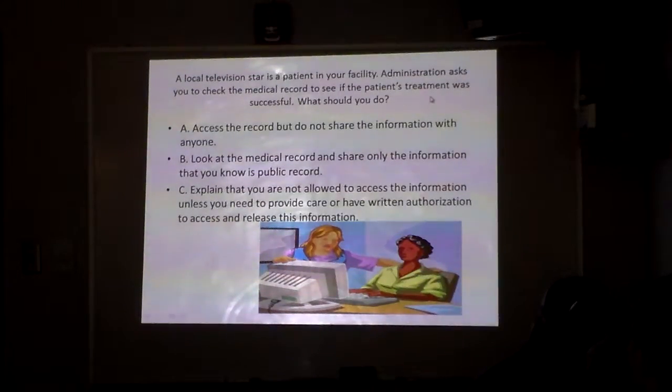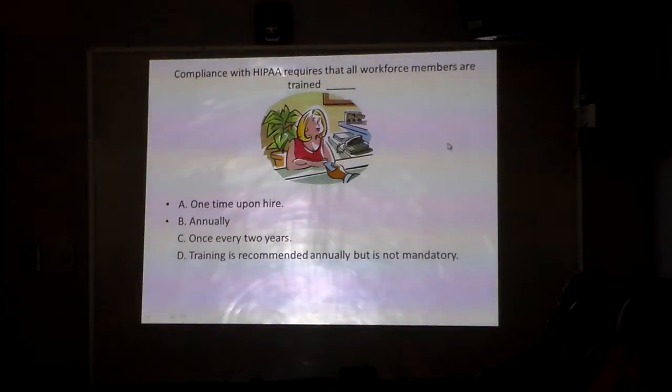A local television star is a patient. Your facility administration asks you to check the medical records to see if the patient's treatment was successful. What should you do? Access the record but do not share the information. Look at the medical record and share only the information that you know is public record. Or explain that you're not allowed to access the information unless you need to provide care. C. Compliance.